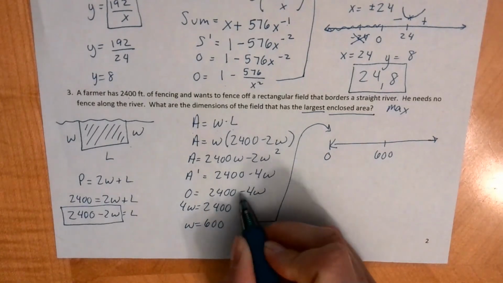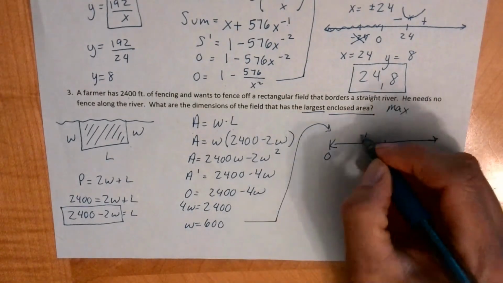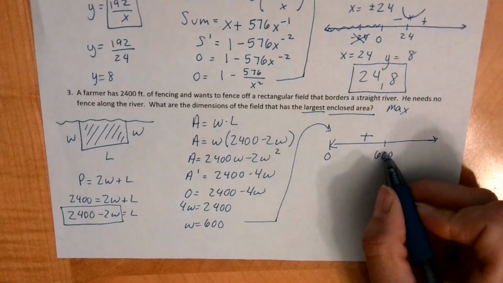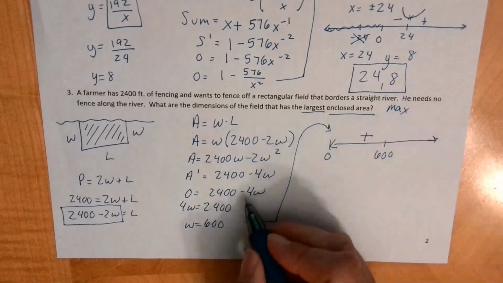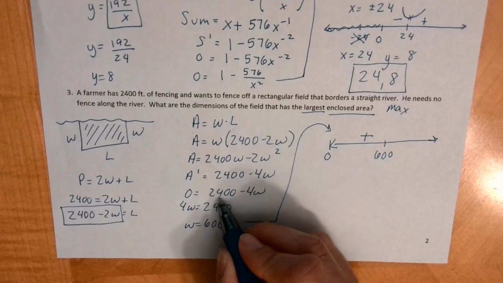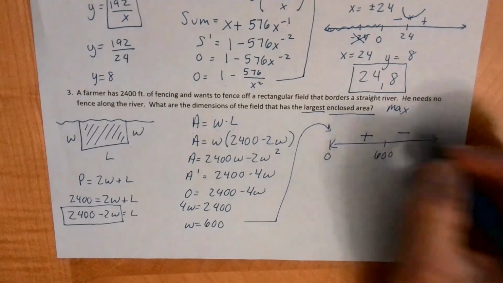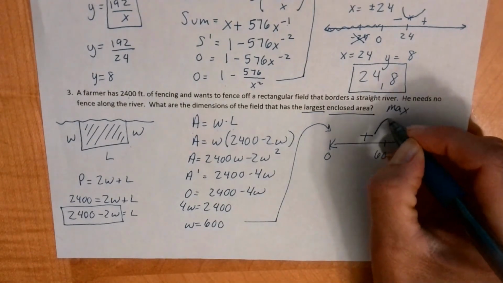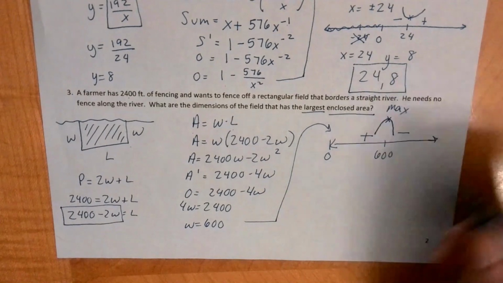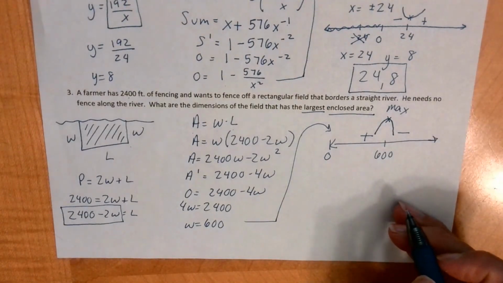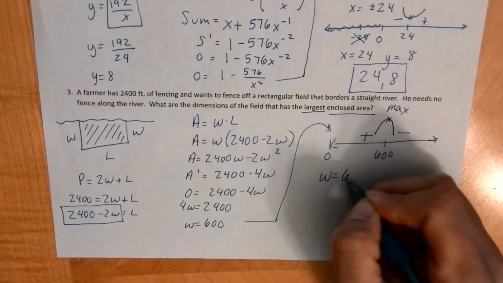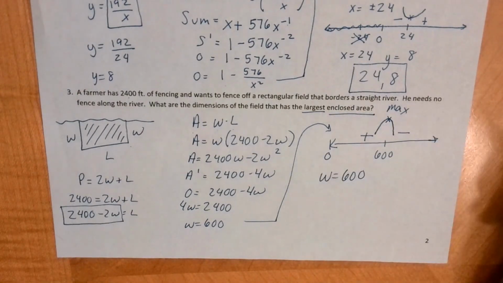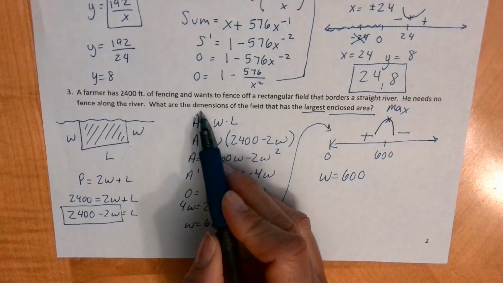So 2,400 minus 4 times 1 is definitely positive. Pick a more extreme number than 601. Let's go with 1,000. So 4 times 1,000 is 4,000. 2,400 minus 4,000 is negative. So I have an increasing function and then a decreasing function. So in fact, I do have a maximum here. So my maximum area happens when my width is 600 and they're asking me to find both of the dimensions.